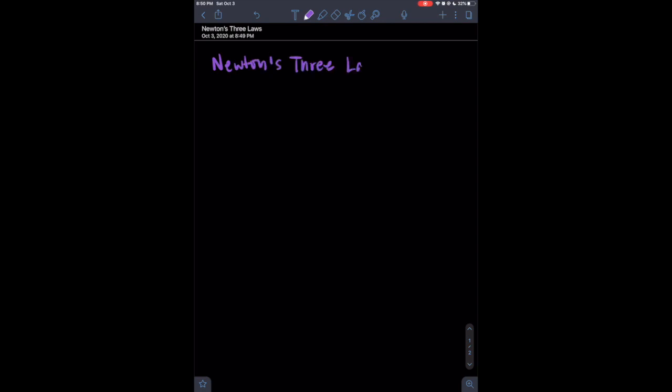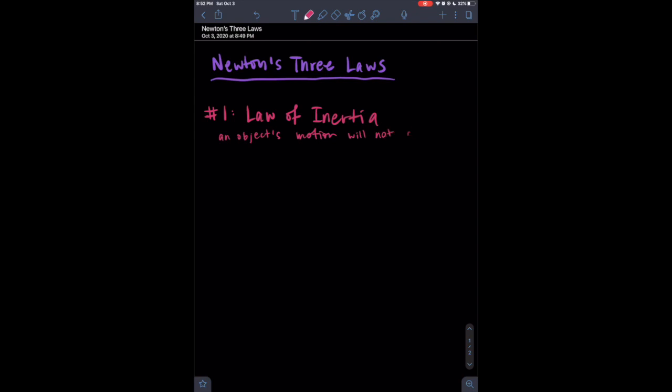Newton's three laws. Today I'm going to be explaining Newton's three laws of motion. The first law is the law of inertia. What the law of inertia states is that an object's motion will not change unless an unbalanced force acts on the object.